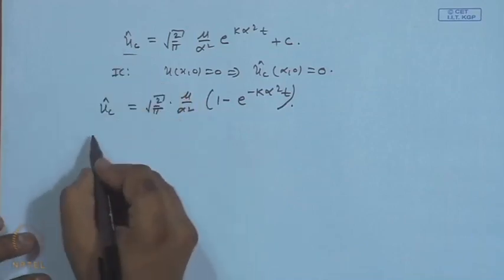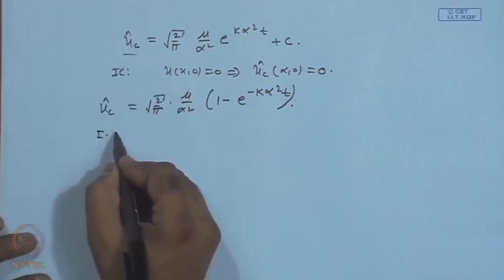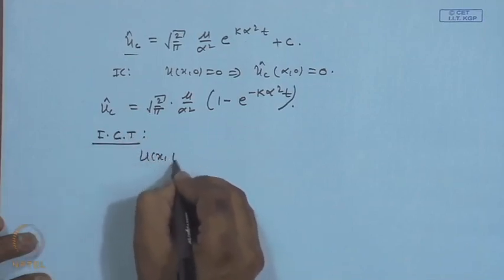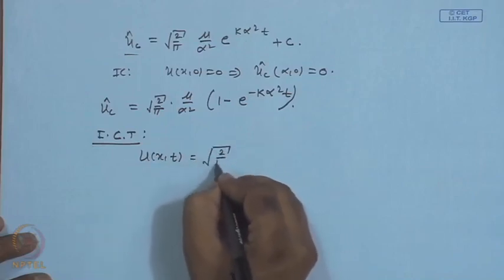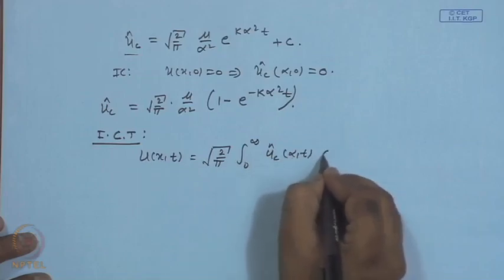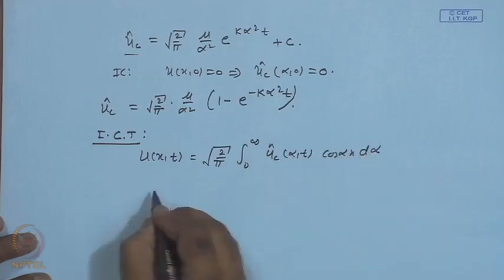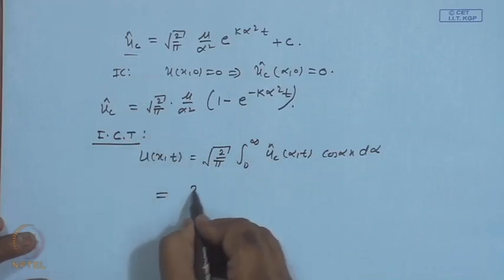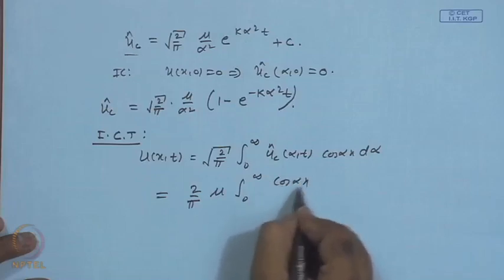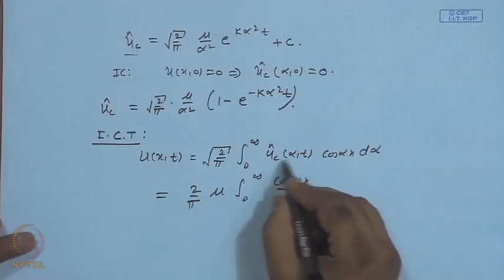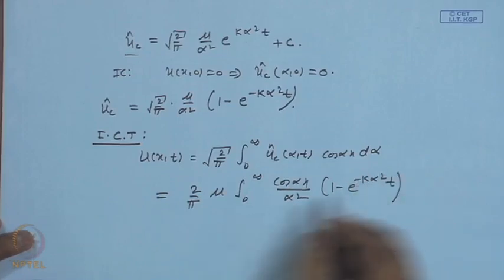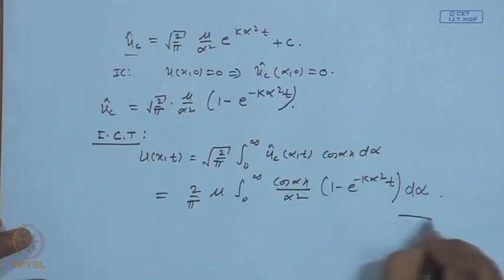And now taking the inverse cosine transform to get the answer u(x, t), that is square root of 2 over pi, integral from 0 to infinity of u_c hat (alpha, t) cos(alpha x) d alpha. So, we substitute here. So, we get 2 over pi, this mu, and integral from 0 to infinity of cos(alpha x) over alpha squared, times 1 minus e^(-k alpha² t), d alpha.